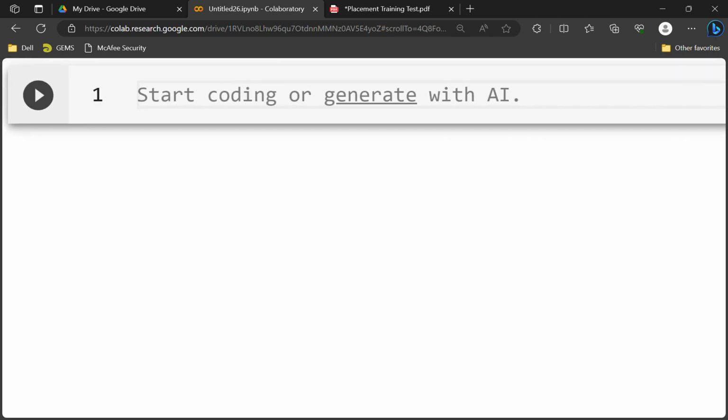So let me take the number of days as n. I will read it from the user: int(input()), days or number of days.